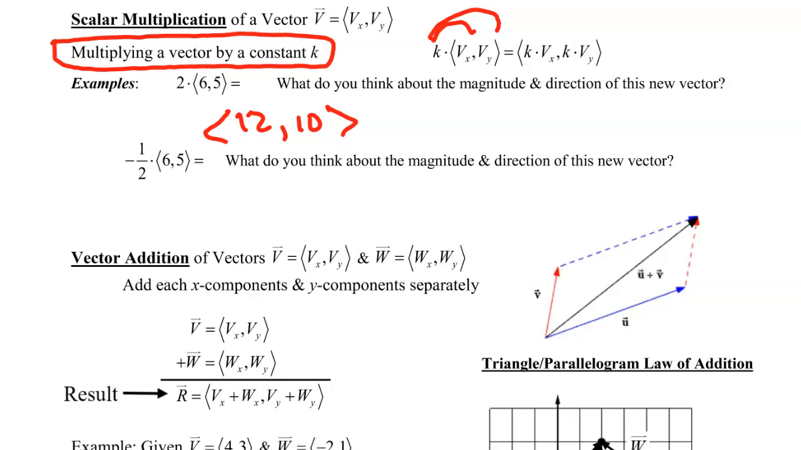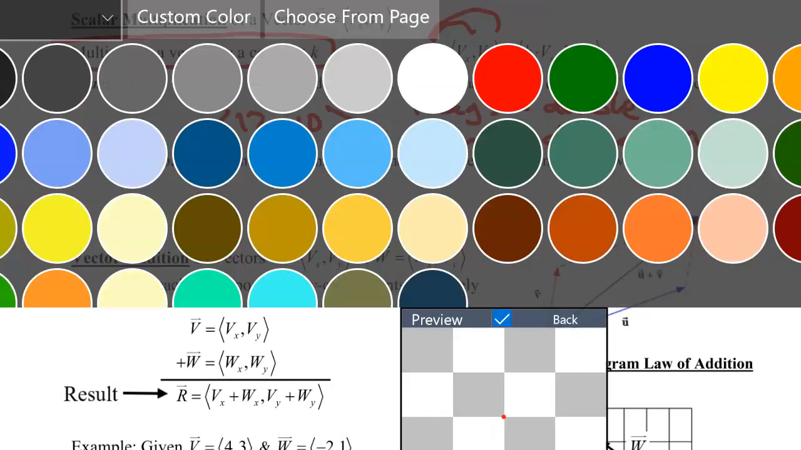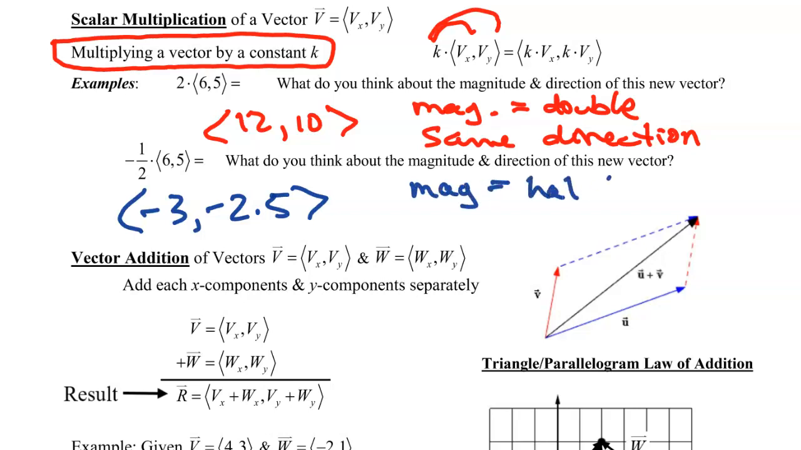What can we say about the magnitude and direction? Well, the magnitude is equal to double, and it is the same direction. Well, what happens if I do -1/2 of 6, 5? I get the answer of -3, -2.5 as my new vector. What do you think the magnitude is now? Well, the magnitude is equal to half, and the direction is the opposite direction because of that negative sign.